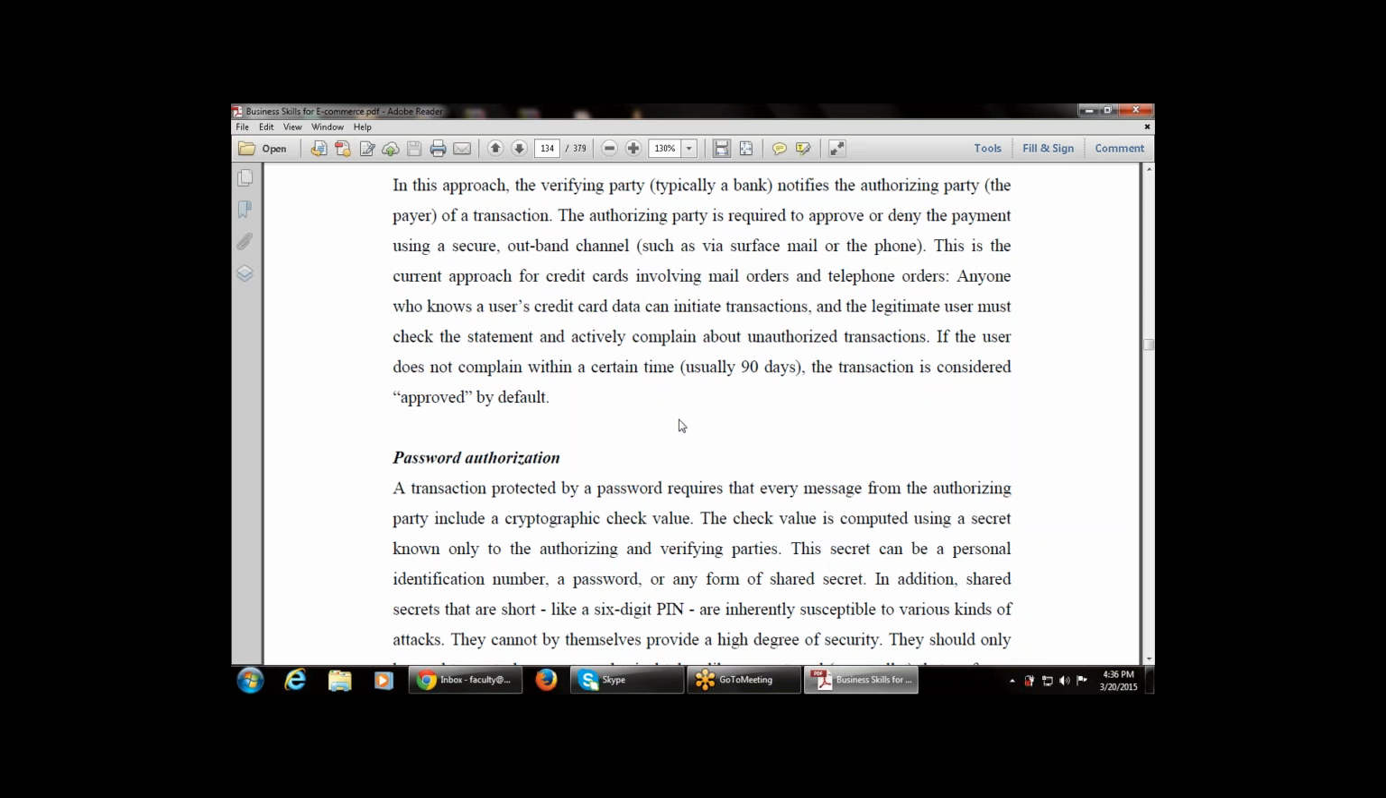So a transaction in which a password is used also requires that every message from the authorizing party includes a cryptographic check value. If I am a seller, I want my buyer to send the secret key that is related only to the authorizing party and the third party.